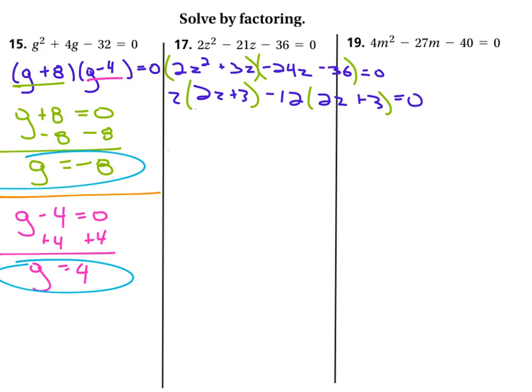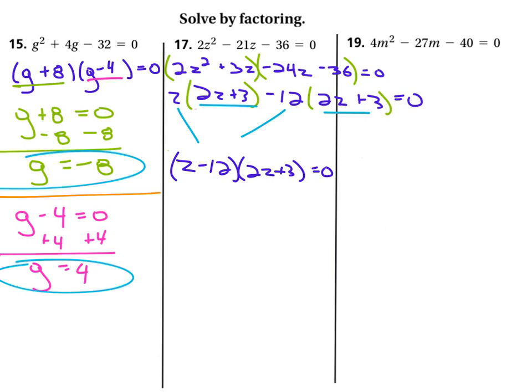So what do we do? We bring down each piece of this here and here into one of our binomials, z minus 12. And then our other binomial is what we got twice here and here, 2z plus 3. Yep. Okay. And then we're going to set each one equal to 0.